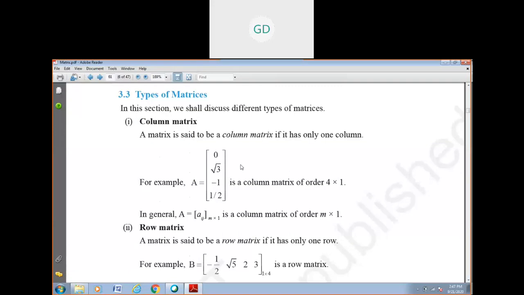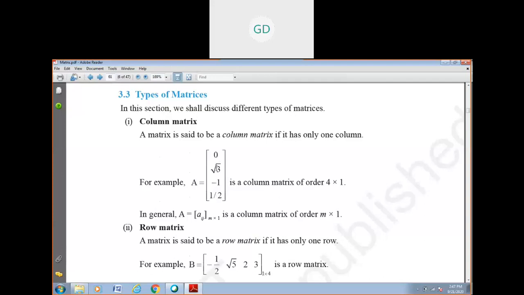Whatever may be the number of rows, but the number of columns must be 1. Then it is called a column matrix. For example, you can say this one: 0, root 3, minus 1 and half. These 4 elements are considered in a single column.